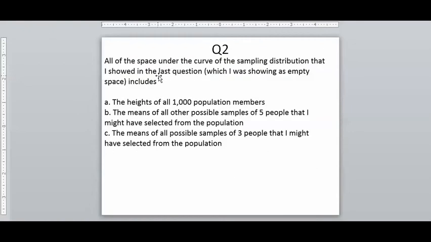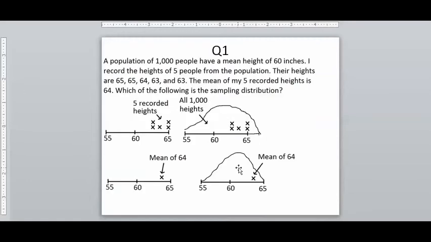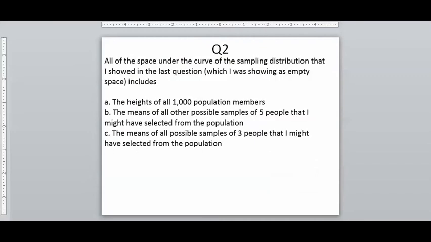So the correct answer was D. The correct answer to this one is B, because the empty space under this curve right here includes the means of all other possible samples of 5 people that I could have selected but didn't select. So it's B.